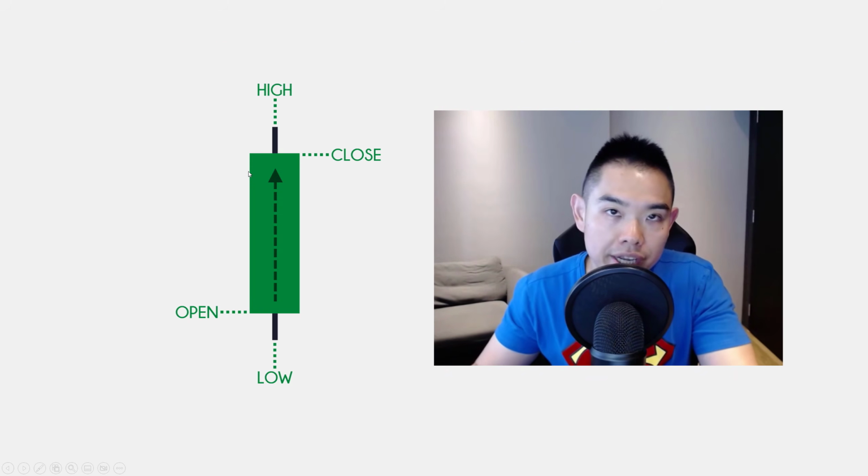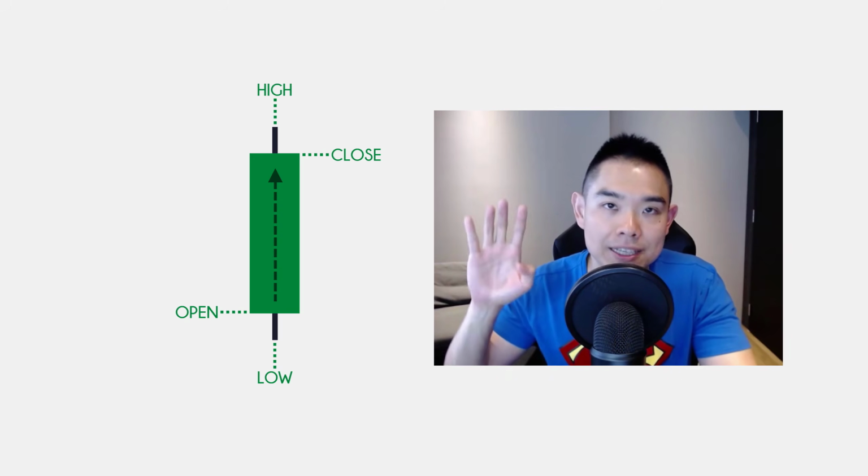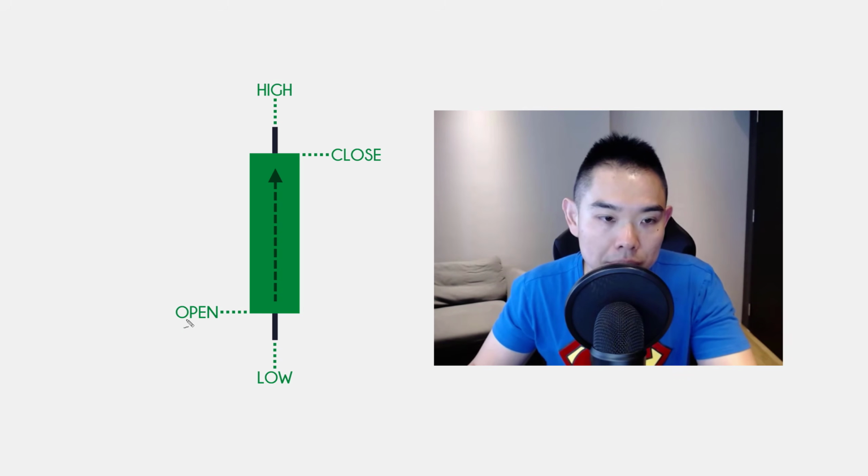When it comes to candlestick patterns, you will likely see one of two colors. Number 1 is what we call a green candle, a bullish candle. And the thing about candlestick patterns is that every single candlestick has 4 data points: the opening price, the closing price, the high of the day, and the low of the day.